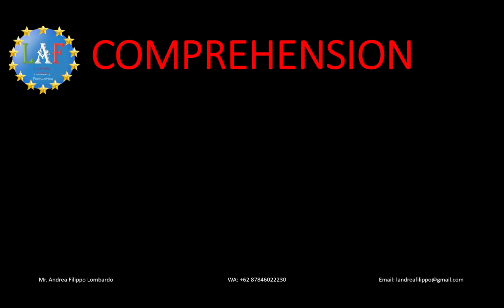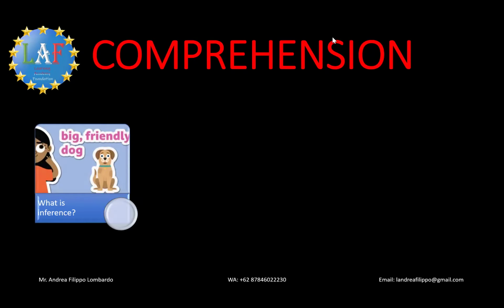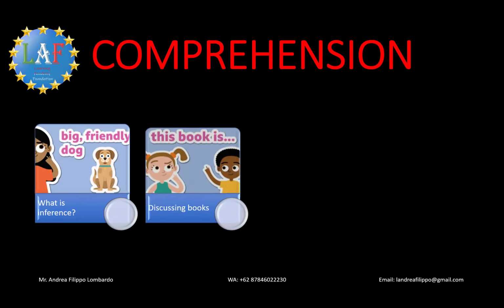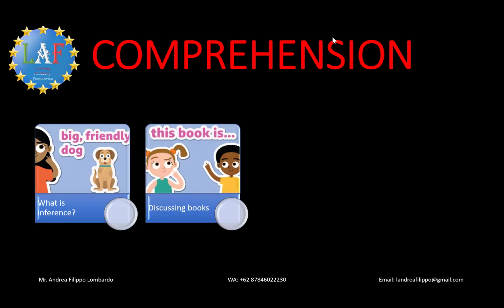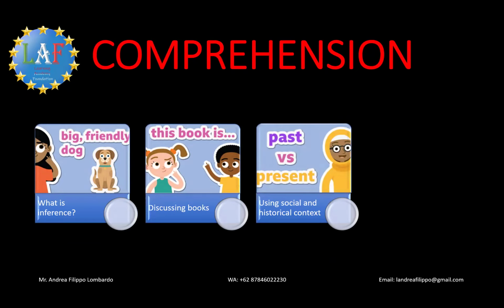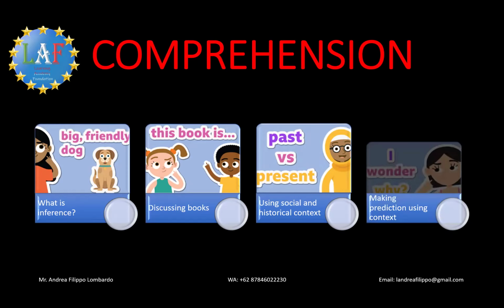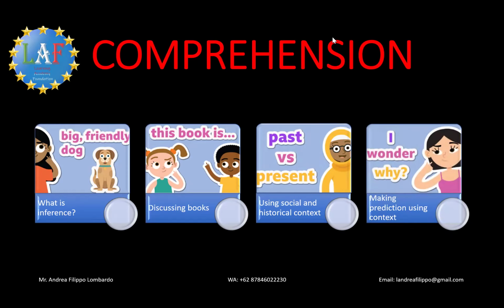Next, the section will be comprehension, where the students will see that inference is when they read between the lines and look for clues in a story. They will find out how to share their thoughts and feelings about a book and give reasons for their opinions, and how to use social and historical context to understand more about a text. And finally, they will learn how to use context to make predictions.